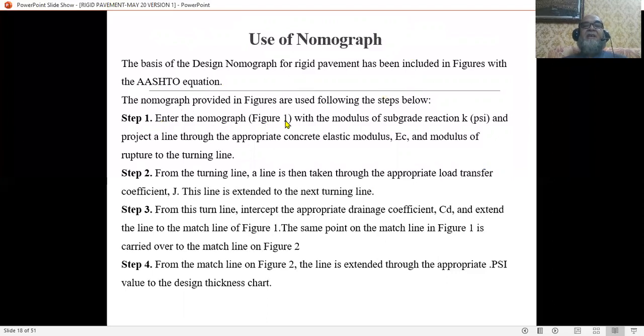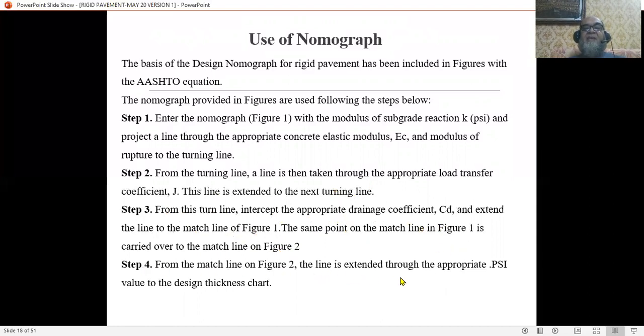The first page, this is figure 1. We enter with the subgrade reaction, go perpendicular, intersect the appropriate elastic modulus, and then we go perpendicular, and that is what we call a tunneling line. At the end of the tunneling line, a line is taken to the appropriate load transfer coefficient, and then this line is extended to the next line. Again, we have a tunnel line. We intercept the drainage coefficients and extend the line to the match line. This is where figure 1 and figure 2 will meet. So we have a match line. Wherever we have stopped at figure 1, we'll start figure 2 with the same line.